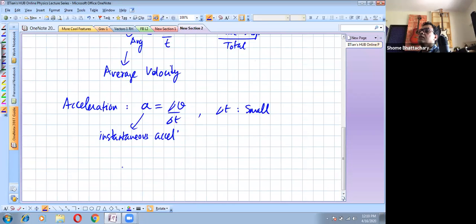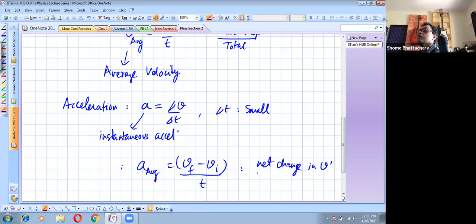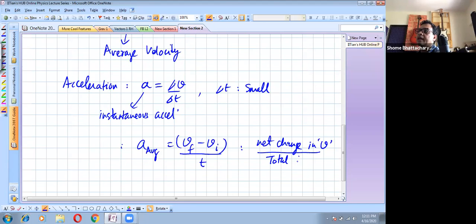Whereas we can also define the average rate of change of velocity with respect to time. That is the total change in velocity, final velocity minus initial velocity, divided by the total interval of time. So that is like the net change in velocity divided by the total time. It's not the change in velocity delta V for a very small interval of time delta T, but the total or net change in velocity from the initial moment to the final moment, divided by the total time. That becomes what we call the average acceleration.